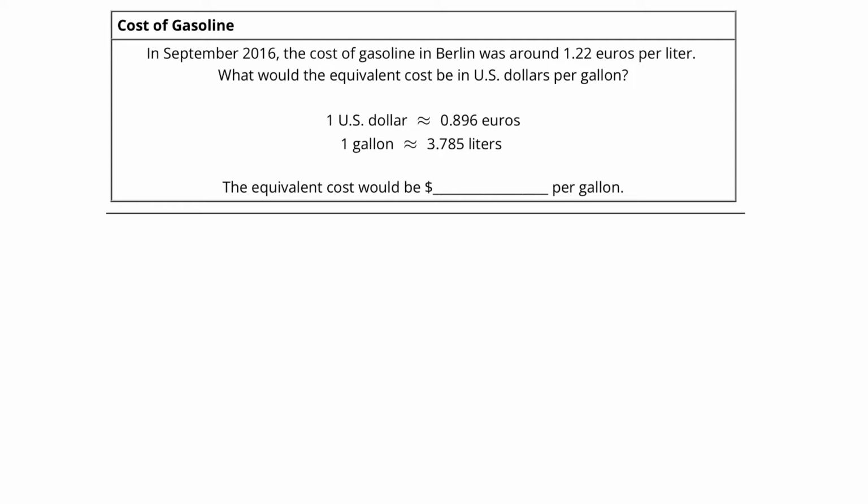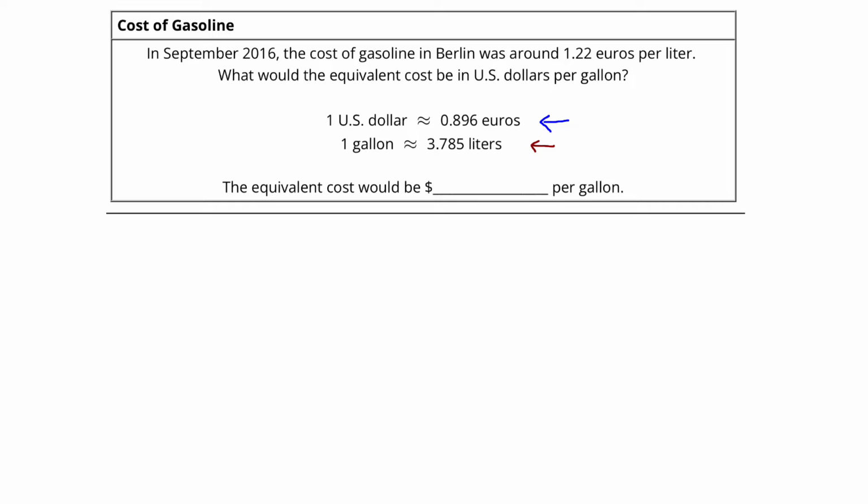So where do we start? We actually have two things we have to convert. We have the value to convert, namely we have to go from euros to dollars, and we also have the volume, or if we like, the capacity to convert, namely liters to gallons. Let's start with the first one first and focus there. Namely, I want to start by converting euros into dollars.